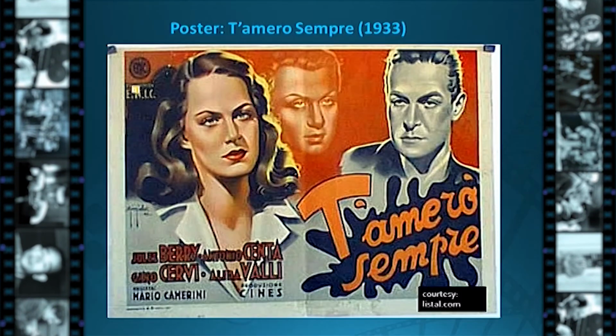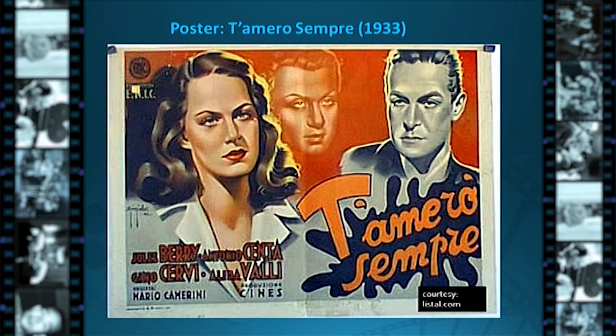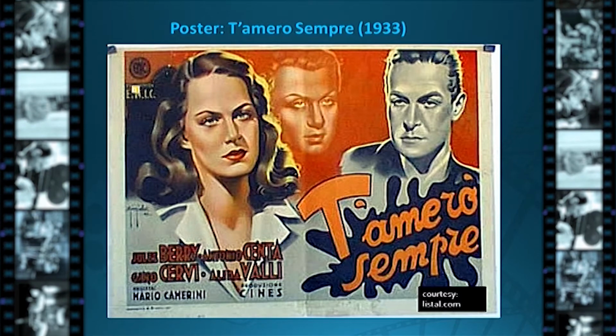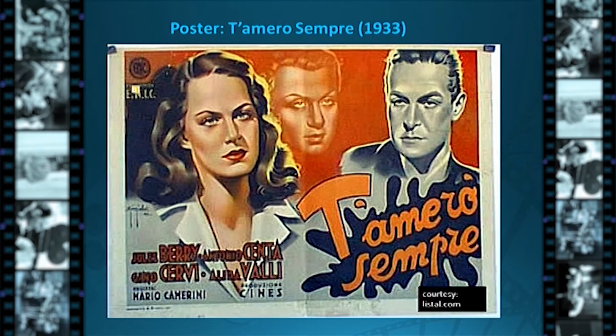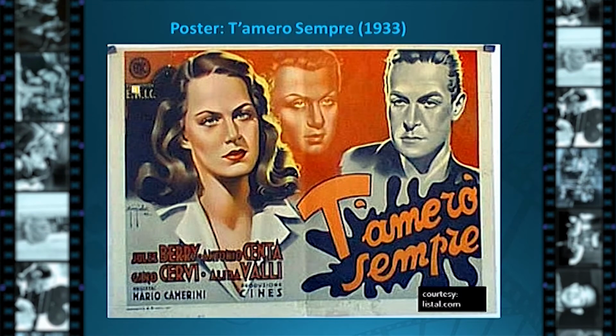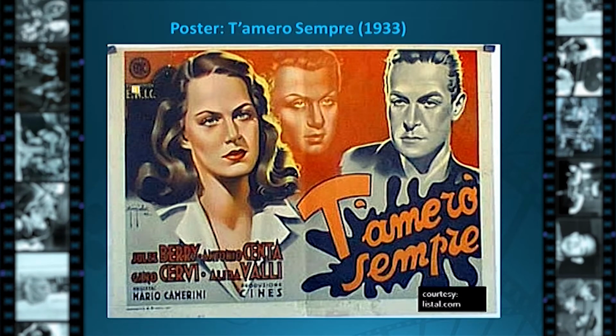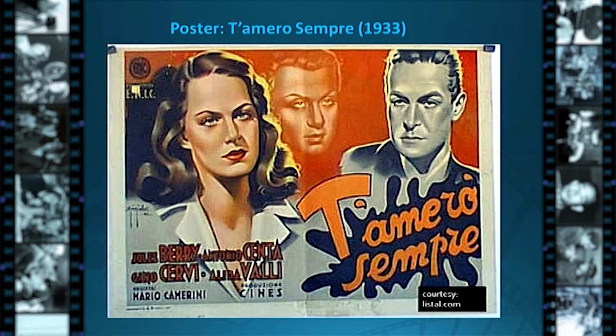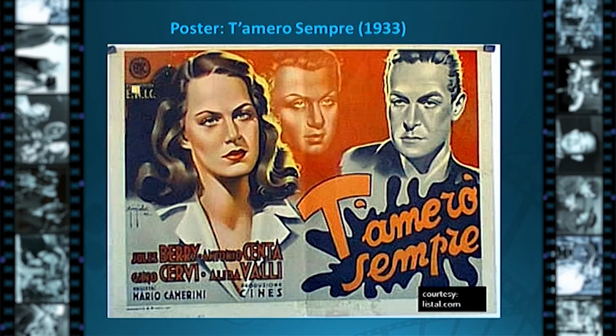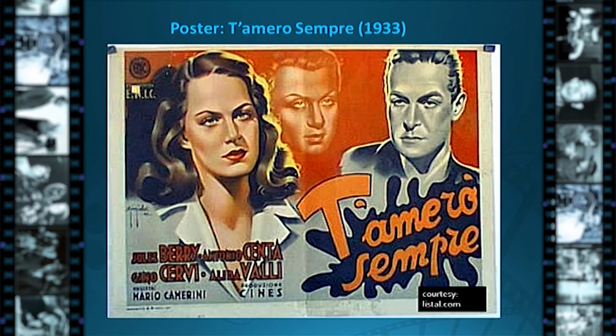So these stills are from one picture in 1933, which is Sempre, which means I love you forever. So look at the title, and if you go back and look at the poster also, you will find that it's about love, it's about a romanticized way of showing the Italian society. There is nothing controversial about it, there is no crime that is shown, it's pretty bland, it's just an entertainment drama that is playing out, a romantic drama that is playing out.